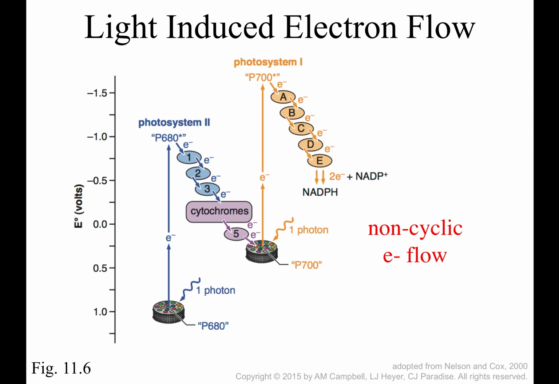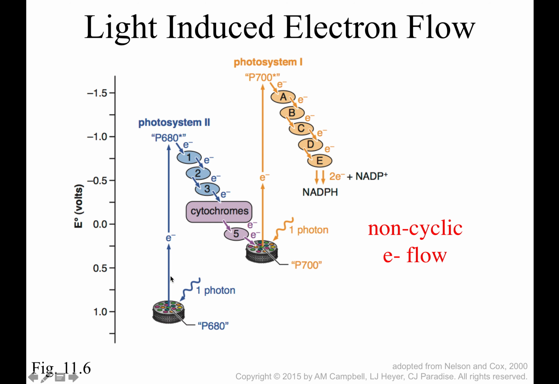In mitochondria, which is called respiration, the terminal electron acceptor is oxygen. Oxygen is the last thing to grab the electrons. In chloroplasts, in photosynthesis, the last thing to grab the electrons is NADP. All right, let's talk about this a little bit differently.